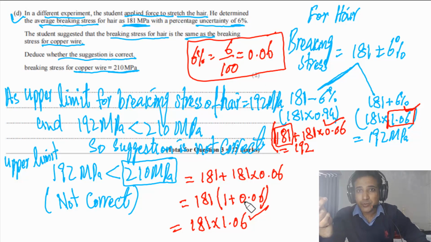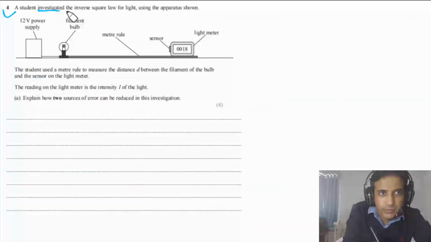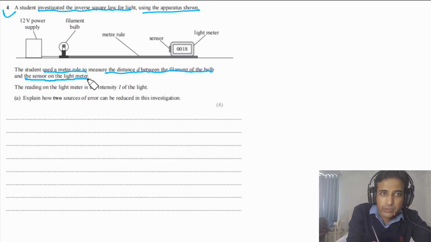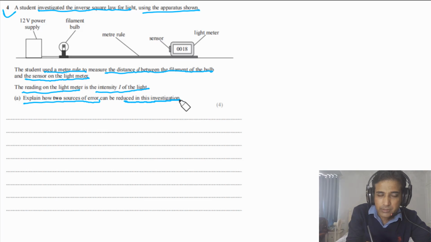I hope you will do this. Question 4 says, a student investigated the inverse square law for light using the apparatus shown in the figure. The student used a meter rule to measure the distance d between the filament of the bulb and the sensor on the light meter. The reading on the light meter is the intensity I of the light. Explain how two sources of error can be reduced in this investigation.